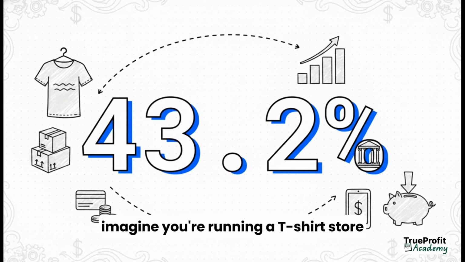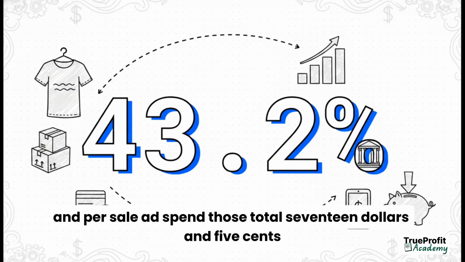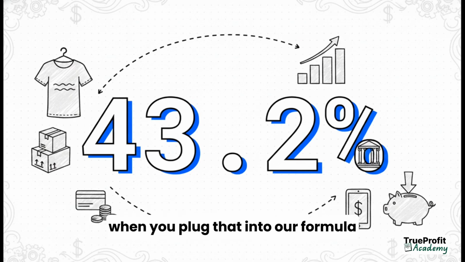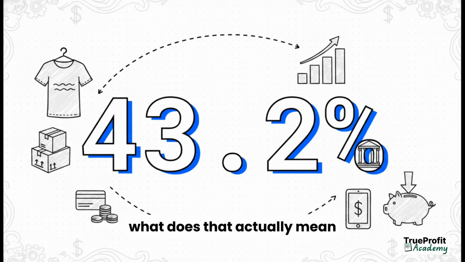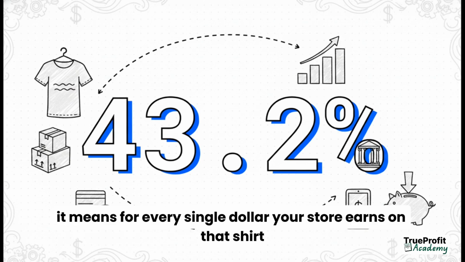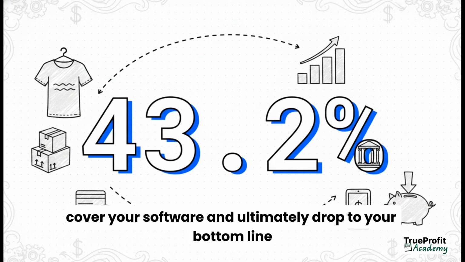Let's ground this math in reality for a second. Imagine you're running a t-shirt store. Your selling price per shirt is $30. Your variable costs, which covers the blank shirt, printing, packaging, shipping, processing fees, and per sale ad spend, those total $17.05. When you plug that into our formula, you are left with a really satisfying 43.2% CMR. What does that actually mean? It means for every single dollar your store earns on that shirt, roughly 43 cents is available to pay your rent, cover your software, and ultimately drop to your bottom line.